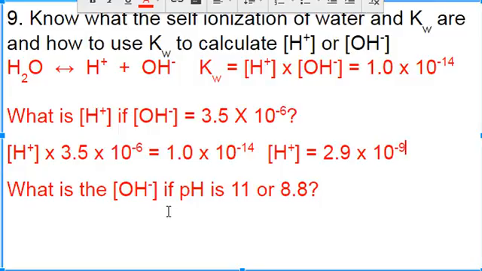What's the OH concentration if pH is 11 or 8.8? I've got two problems here. Well, pH 11 means my pOH would have to be 14 minus 11, or 3, because pH and pOH have to add up to 14. If my pOH is 3, I can just take 10 to the negative 3. And that would be my OH concentration.